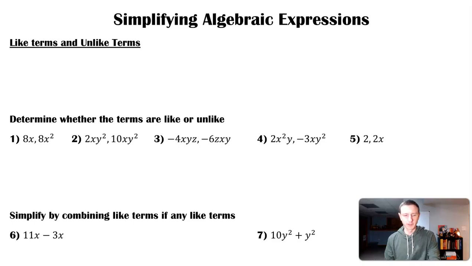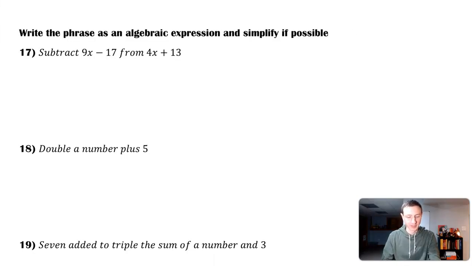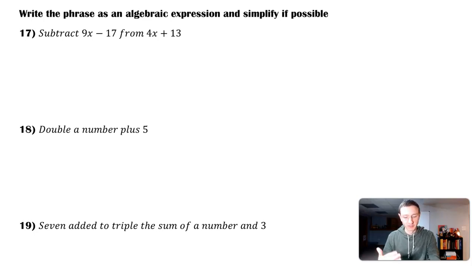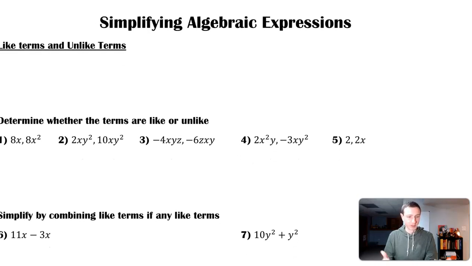In this video, we're going to take a look at simplifying algebraic expressions, so getting an understanding of what are like terms and what are unlike terms, and then the process of combining like terms, and then looking at writing phrases as an algebraic expression and simplifying, so still combining like terms. So first we want to understand what is a like term.